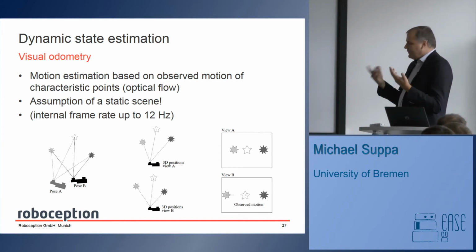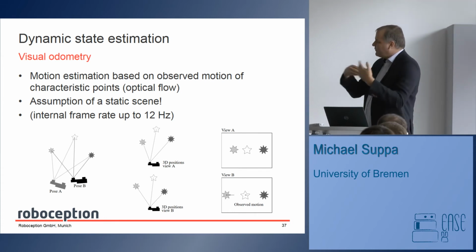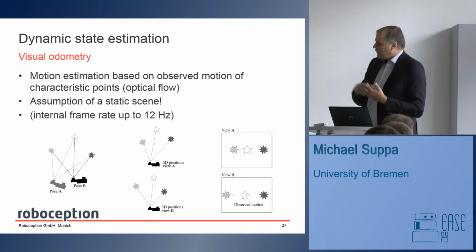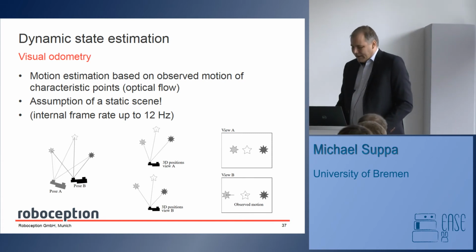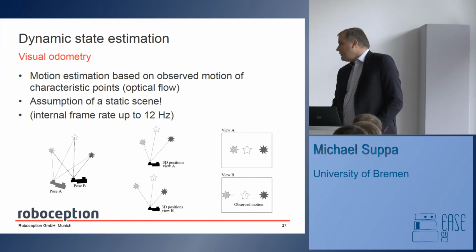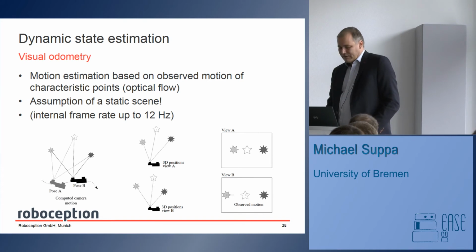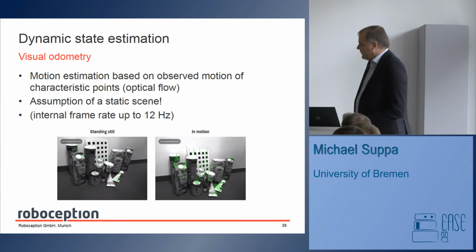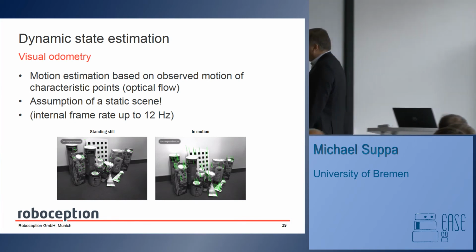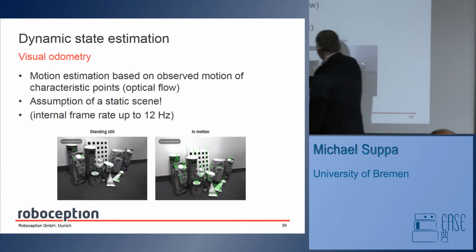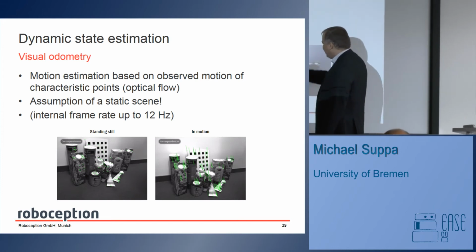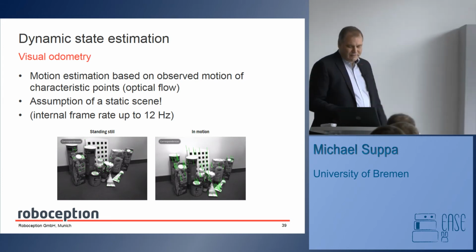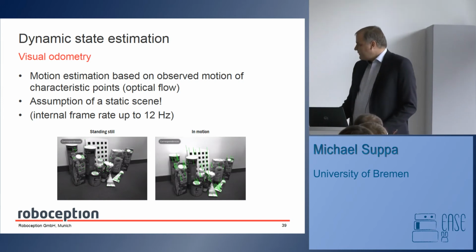We have a couple of poses. We can also generate them from the different views, see how the observed motion is, and use that internally. It's at 12 Hertz right now. How does it look when the system is standing still? You have your features, and when you move the camera, the features move inside the camera view, and based on that you can determine how the system is moving.